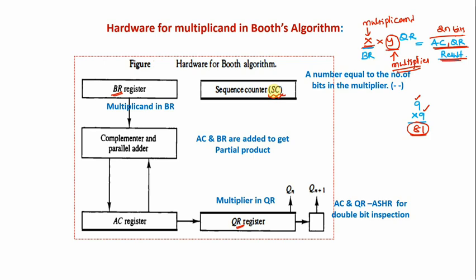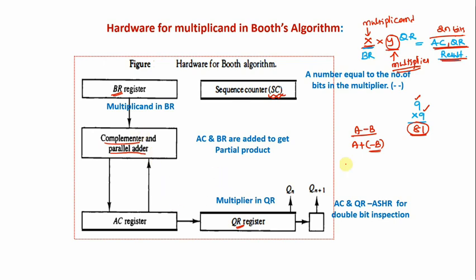Now, what operations are we doing? We are performing addition, subtraction, and shifts. To perform addition, subtraction, and shifts, it requires a parallel adder, and to perform subtraction, it requires a complementer, because we know that a minus b we can perform by performing a plus of minus b. What is minus b? The 2's complement of b. So we require a complementer.